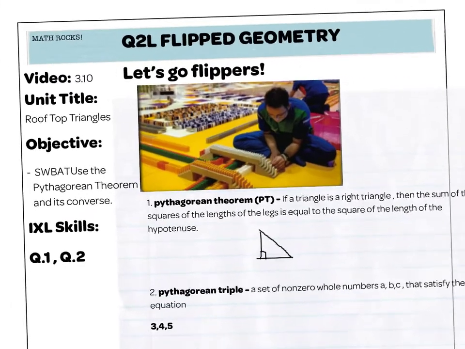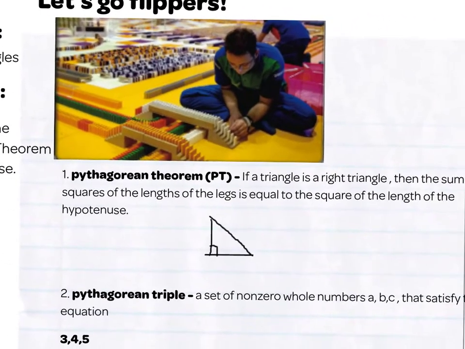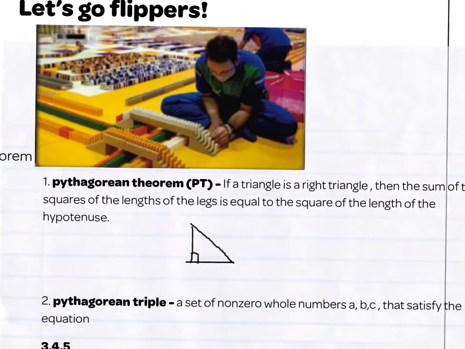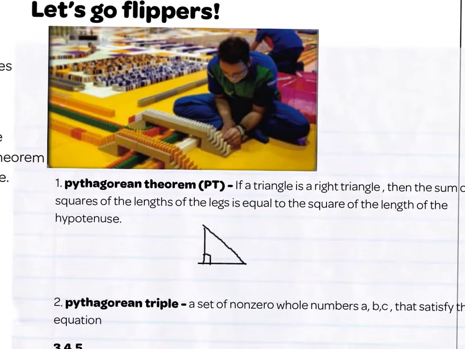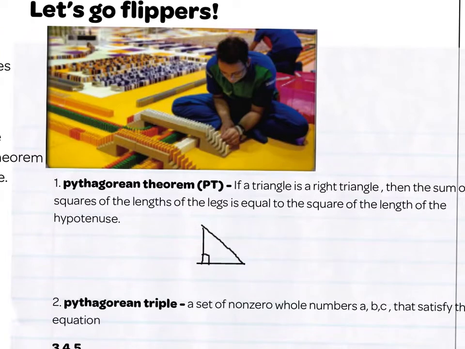So what we're learning today is about the Pythagorean theorem. You probably know a lot about this, but we're going to be really specific as to what the Pythagorean theorem is. What's really cool is that the Pythagorean theorem is actually a conditional statement. It says, if a triangle is a right triangle, then the sum of the squares of the lengths of the legs is equal to the square of the length of the hypotenuse. I know that's very wordy, so let's break that down.